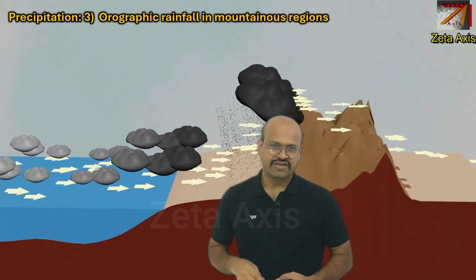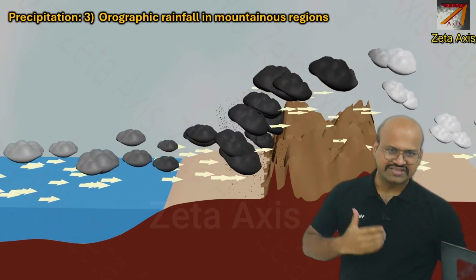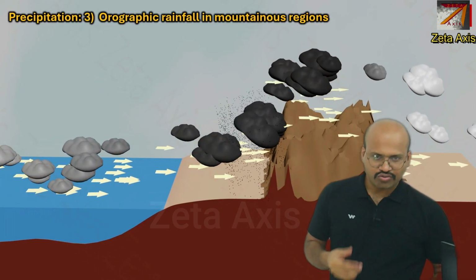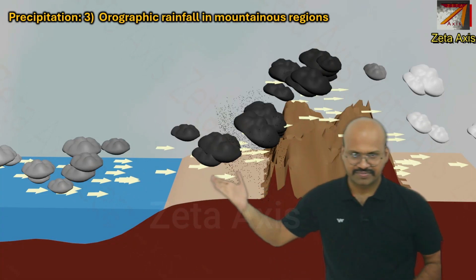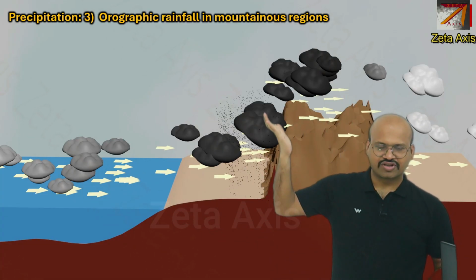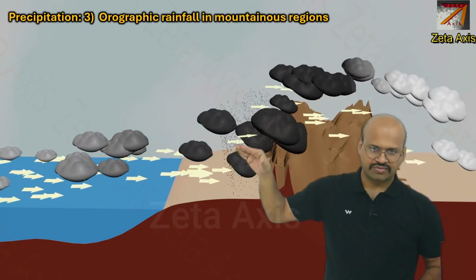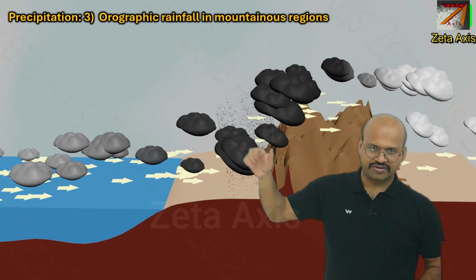Another region is orographic rainfall. Some of these regions have mountains, and when there are mountains, the air which is coming in has moisture, and it will rise up. When it rises up, the moisture is cooled down. It gives the rainfall over here.